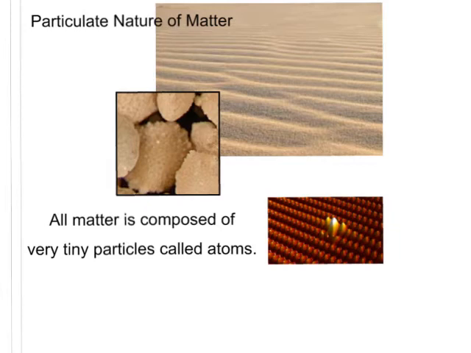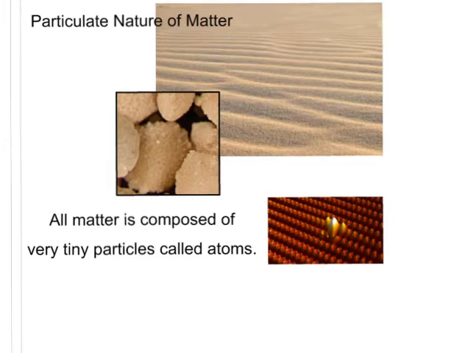So we just said all matter is composed of atoms. They are very, very tiny particles. Just as all living things are composed of cells, all matter is composed of atoms, whether it's living or not living. Every bit of matter in the universe is made up of atoms. Atoms give matter its particulate nature, meaning matter is made of little particles, little pieces, small amounts.